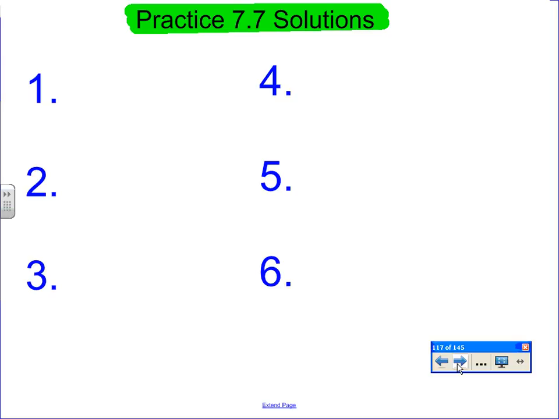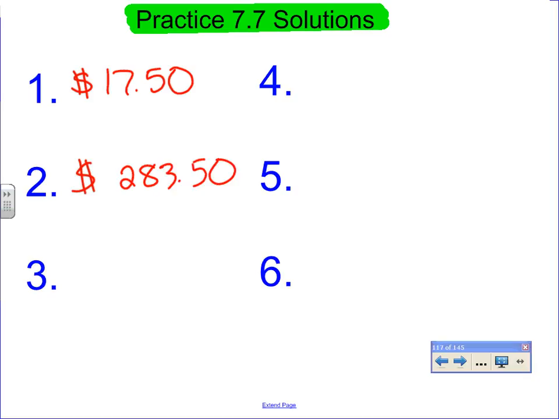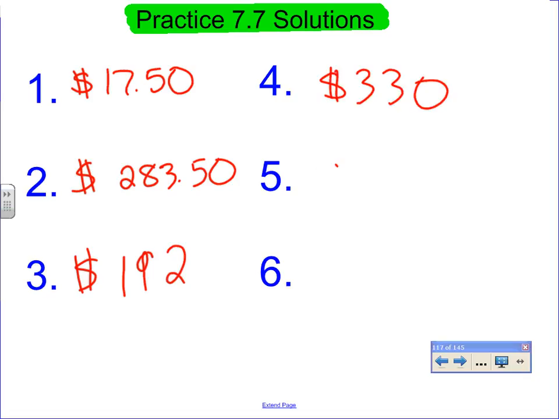You had practice 7.7, 1 through 6. I adjusted the directions a little bit and told you just to find the simple interest for each of them, not the account balance. We're going to do that today. So simple interest for number 1, Alexis. Yep, practice 7.7, we had 1 through 6. Good, $17.50. Number 2, Joseph. Good job. Number 3, Nathan S. Good job. Jackie, number 4. Good. Drew, number 5.